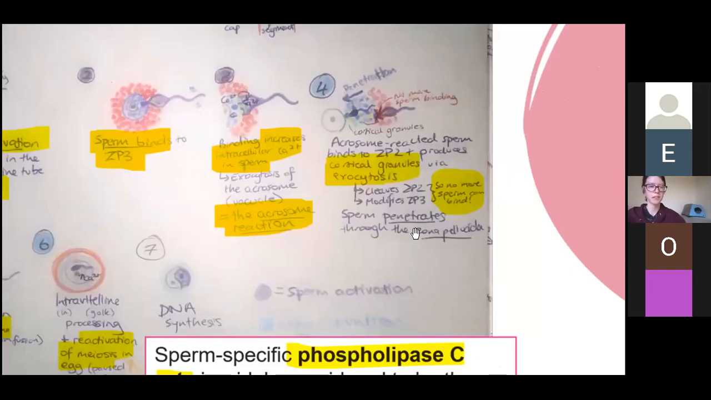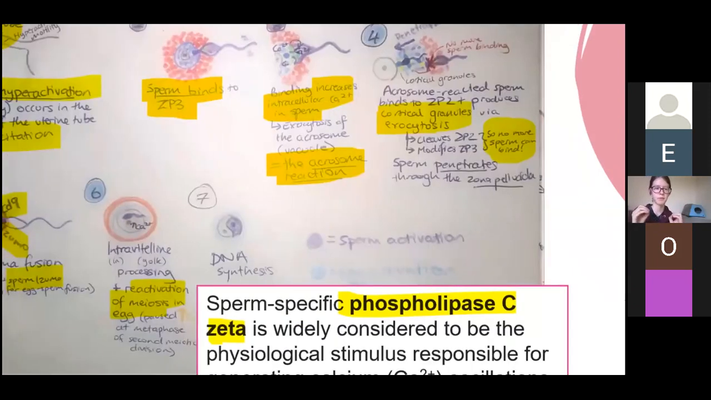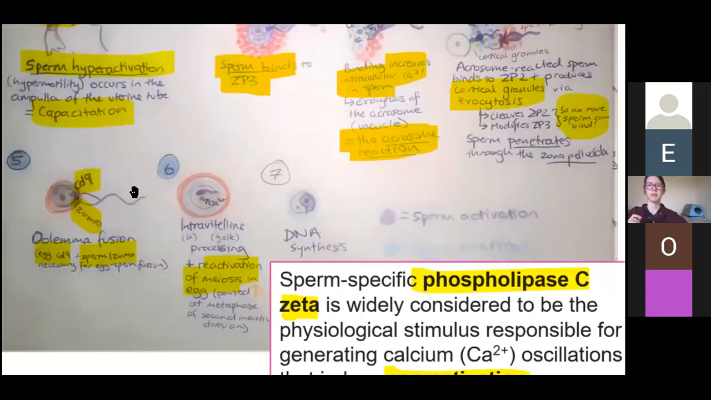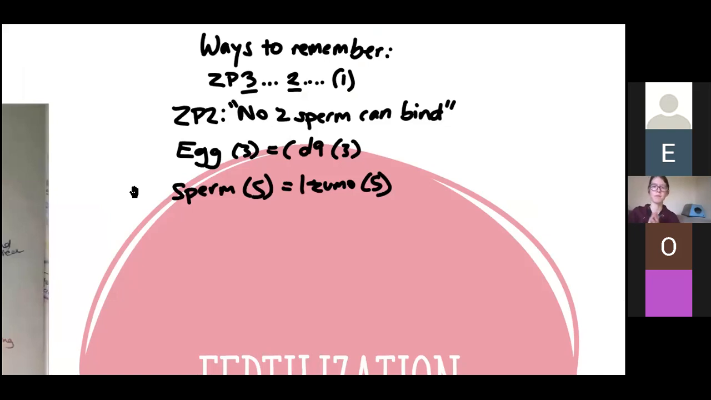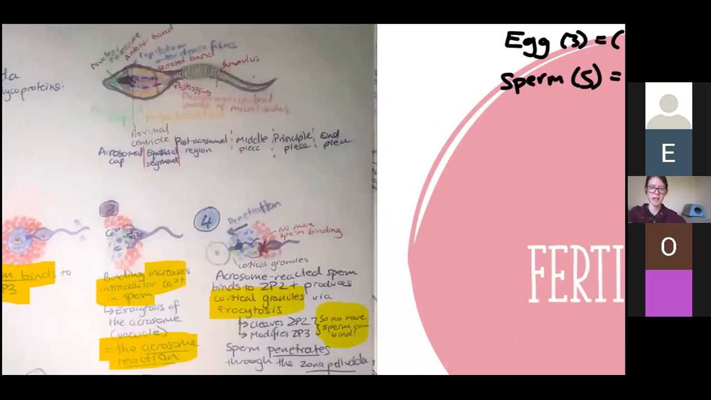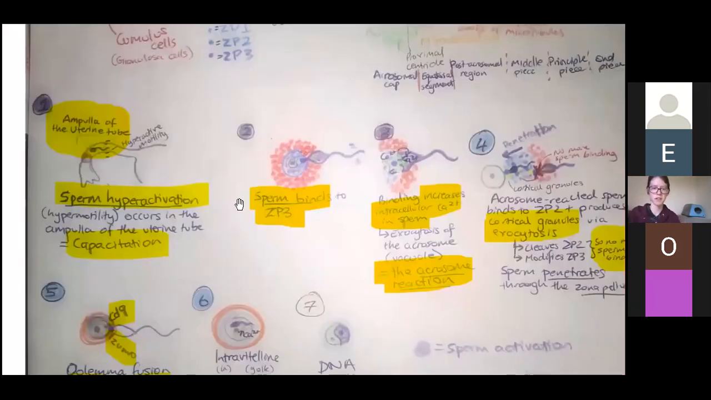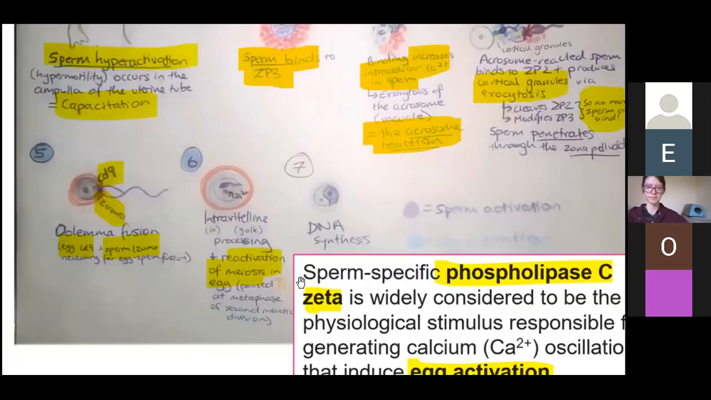Anyway, then the sperm protein and the egg protein will bind. So I remember it as the egg has 3 letters, so CD9 is 3 letters, sperm is 5 letters, and Izumo has 5 letters. So those are the corresponding proteins, so they bind, and then you get reactivation of meiosis in the egg, and then you get fertilization.